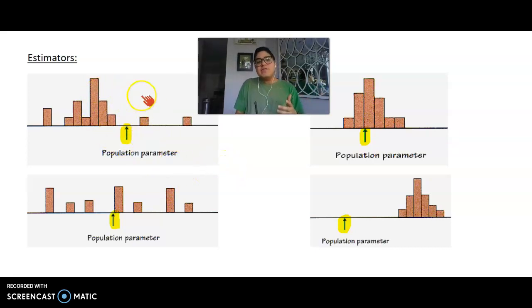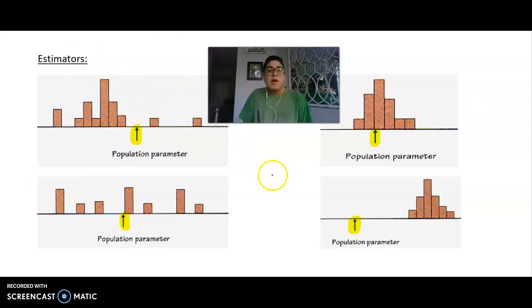So if we look here at the first one, we see that we missed the population parameter. Whatever method I was using did not capture it. And there is also a large amount of variability here. So you can see here that we miss it. So this distribution here is going to have high variability and high bias.